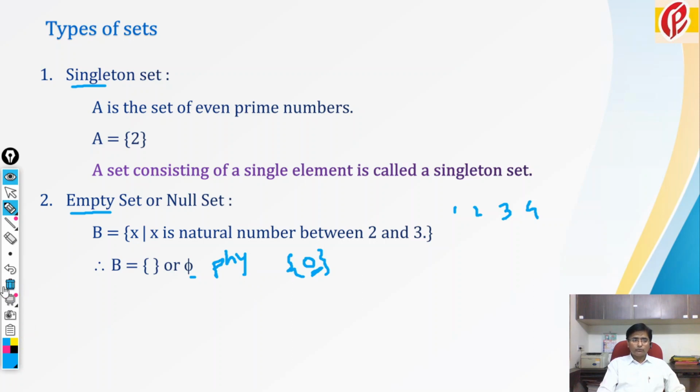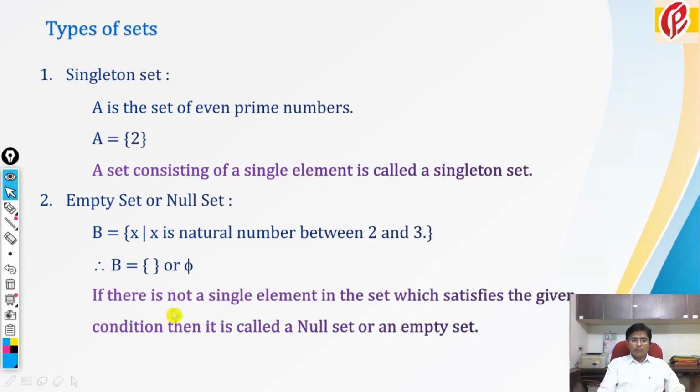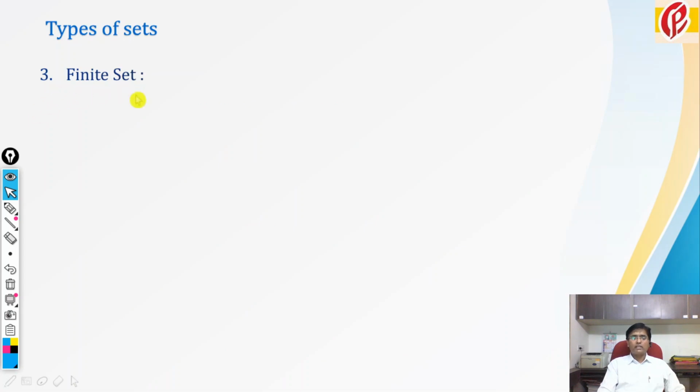Okay. Now see the definition. If there is not a single element in the set which satisfies the given condition, then it is called a null set or an empty set. Third type is finite set. Finite means what? Elements are limited and countable. Now see the example.